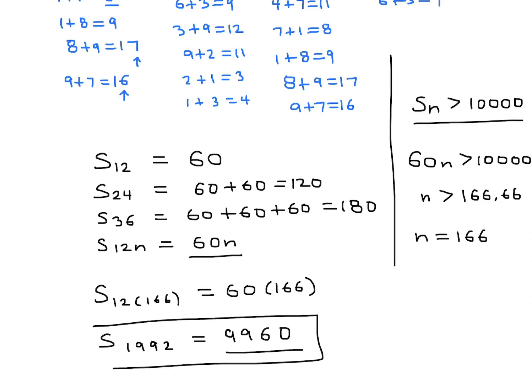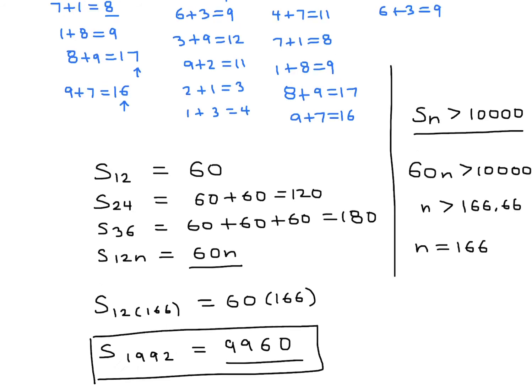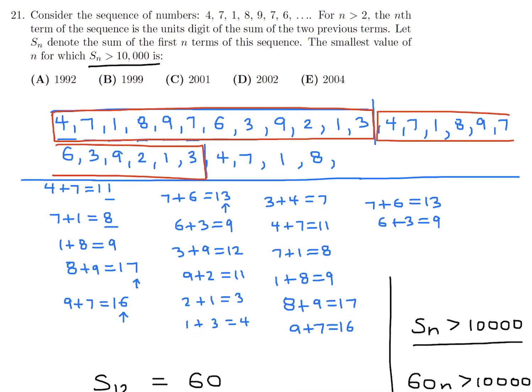I'm going to write this up there because I would like to see that list. S to the 992 is 9960. So that means when you add the first 1,992 terms, the sum will be 9,960. But I've got to get the sum over 10,000. So how many terms? Well, it's not 1992, so that answer is out because that sum is 9960.